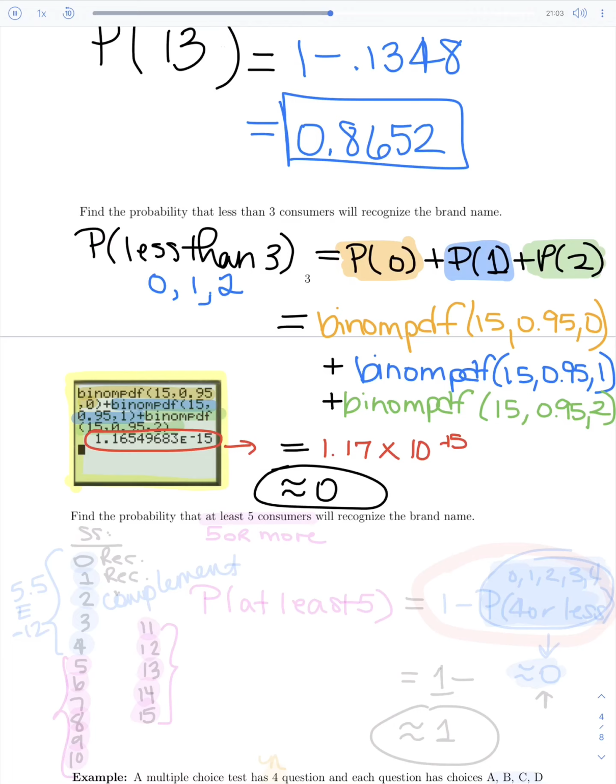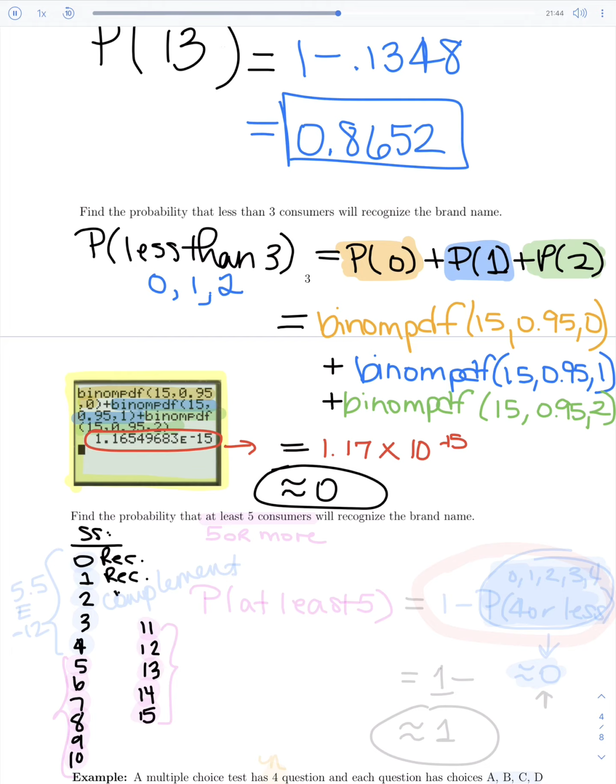Last one here. Find the probability that at least 5 consumers will recognize the name. Well, I want to talk about this a little bit. What were our options for these consumers recognizing the name? Well, we had that 0 could recognize, 1 could recognize, 2, 3, 4, 5, 6, 7, 8, 9, 10. We went up to 15 people. So keep on going. 11 was another possibility. 12, 13, 14, or all 15 could recognize the name.